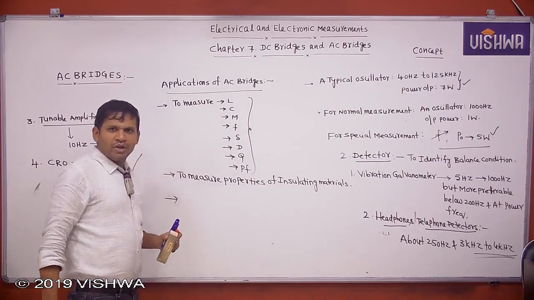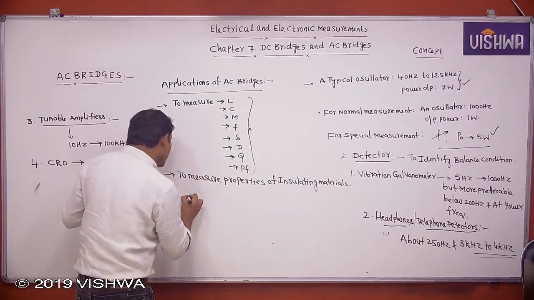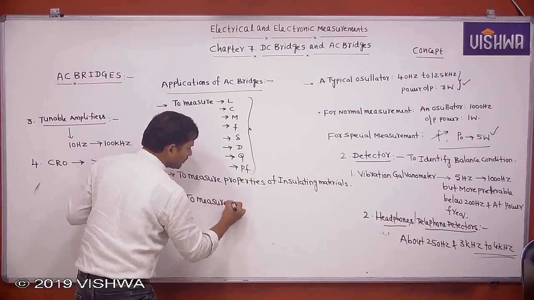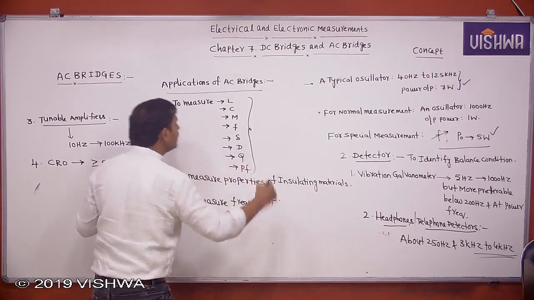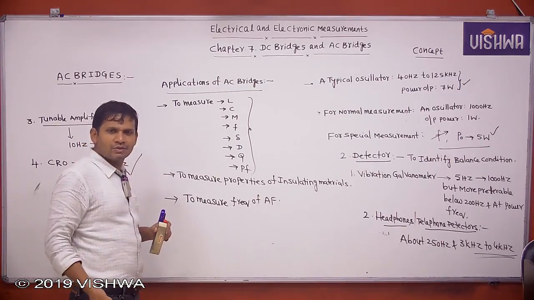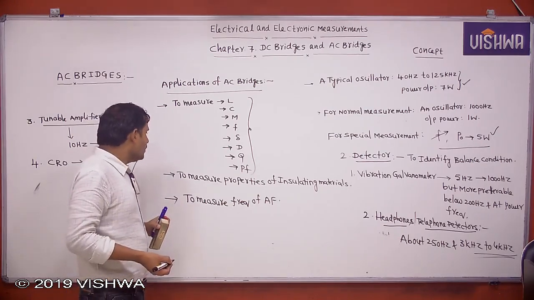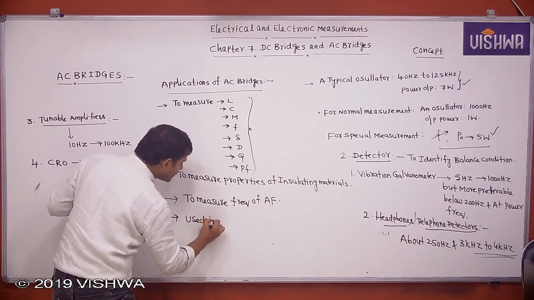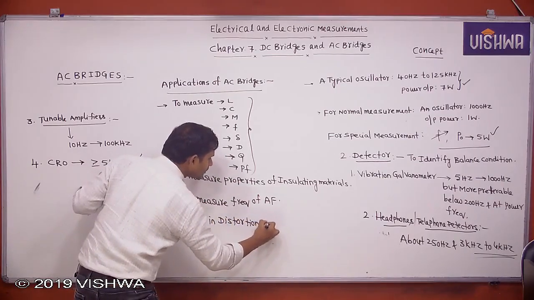Then in communication systems, AC bridges are used to measure the frequency of audio frequency signals. And these are used in harmonic distortion analyzers. AC bridges are also used in distortion analyzers.